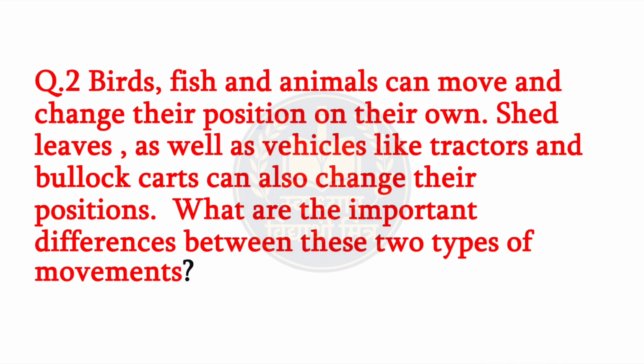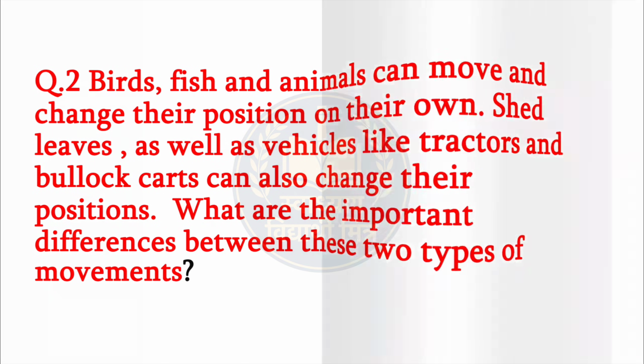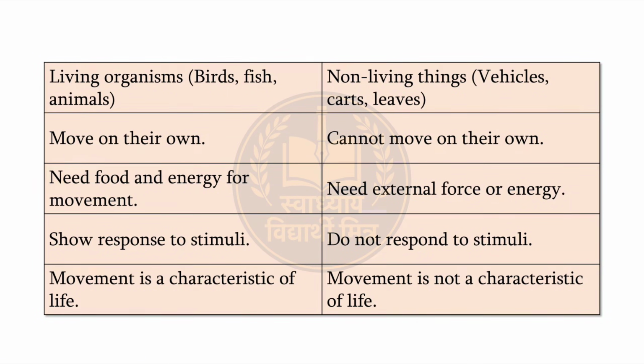Question 2. Birds, fish, and animals can move and change their position on their own. Dry leaves, as well as vehicles like tractors and carts, can also change their positions. What are the important differences between these two types of movements? Living organisms एका बाजूला आहे आणि non-living things एका बाजूला आहेत. So, living organisms like birds, fish, and animals can move on their own, need food and energy for movement, show response to stimuli, and movement is a characteristic of life.